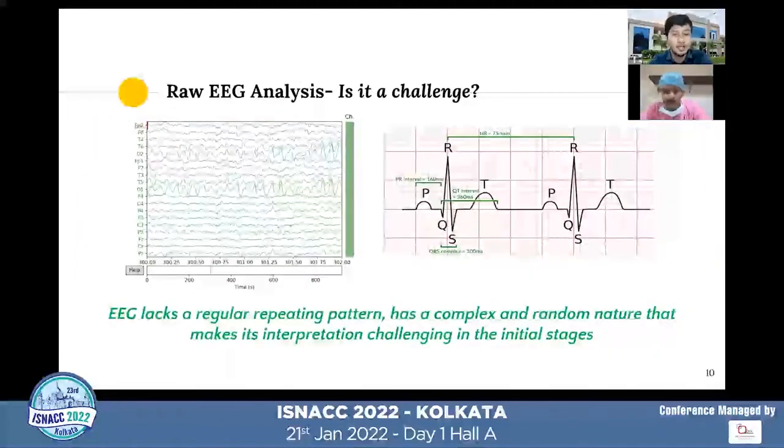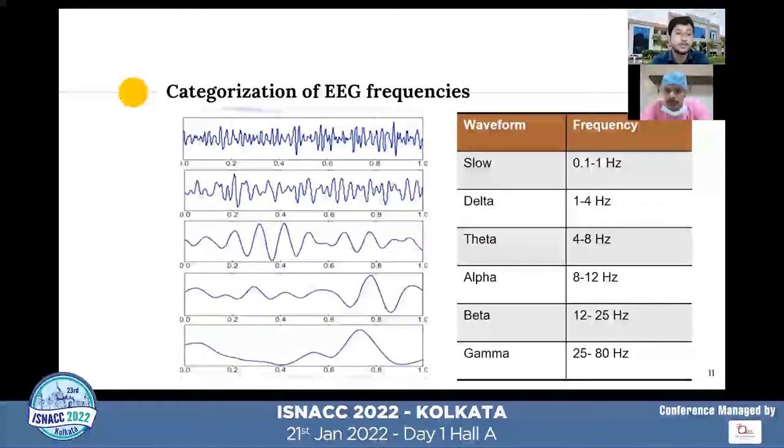So why has raw EEG analysis become a challenge? Because when you see an ECG, there are regular, repetitive waveforms, which is not seen in an EEG. We don't have a regular, repetitive, or definitive waveform. What we usually see are frequencies and amplitudes. Then we classify the EEG frequencies into different classes. Five classes are there: alpha, theta, delta, beta, and gamma. We know that delta frequencies are slower frequencies, and gamma and beta are higher frequency waveforms.